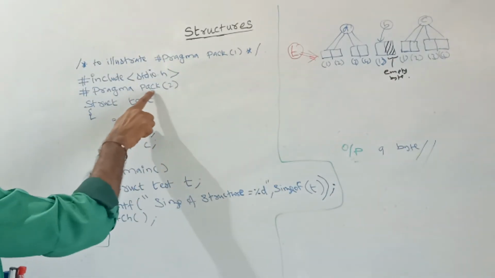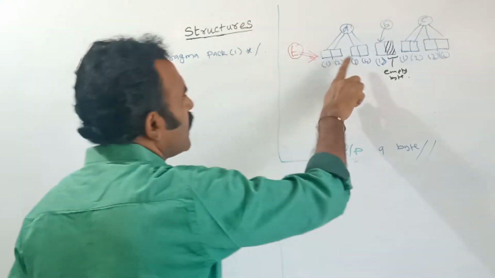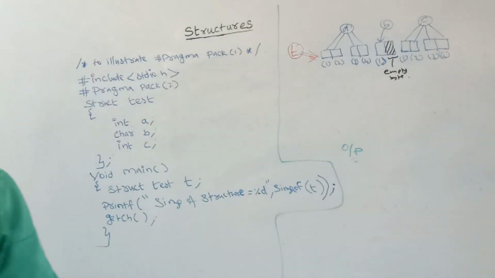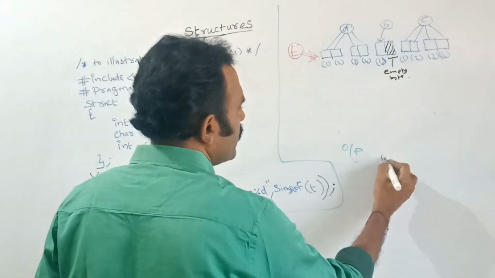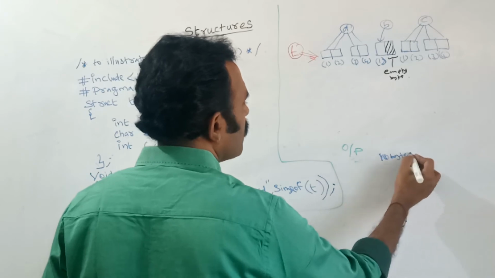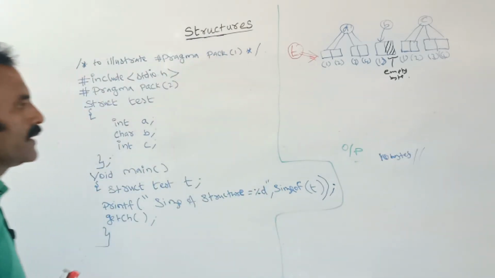Here I am telling pack of 2, so the alignment will be 2 byte. So here the answer will be 10 bytes.